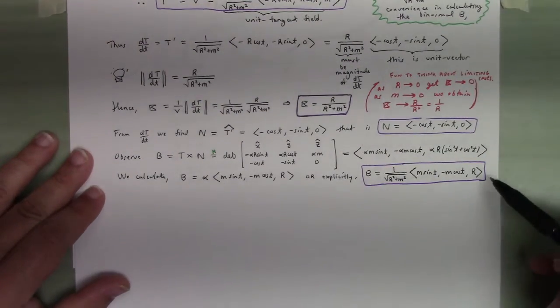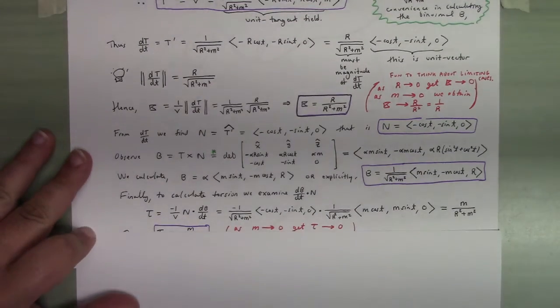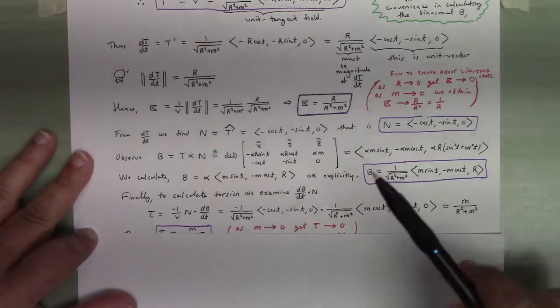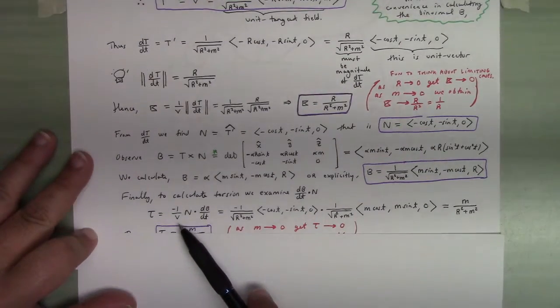In any event, there's your binormal, and you can differentiate that and take the dot product with N to figure out what the torsion is. Remember, we have to do minus 1 over v because we're working with time parameterization.